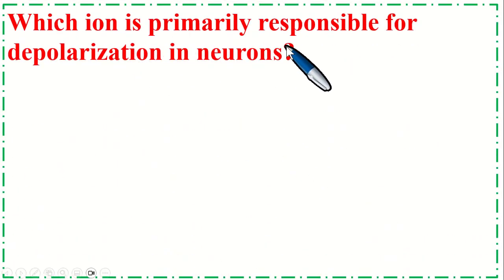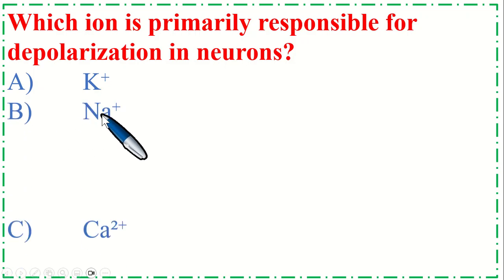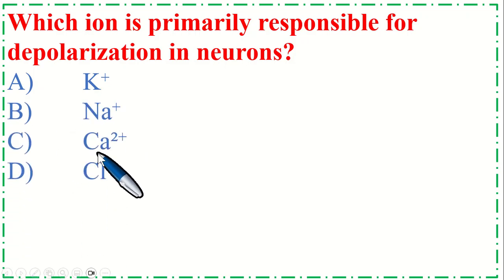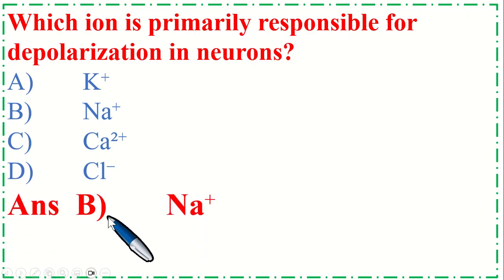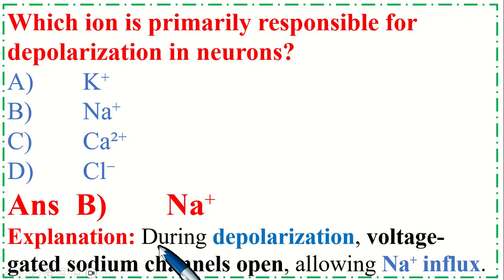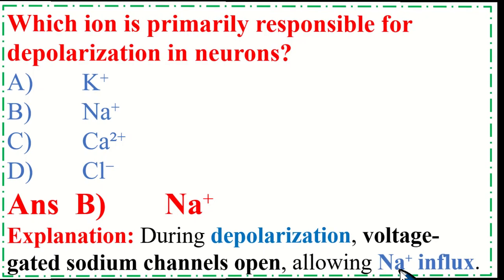Which ion is primarily responsible for depolarization in the neuron? Option A potassium, B sodium, C calcium and option D chloride. So the correct option is B sodium. Explanation is during depolarization, voltage gated sodium channels open, allowing sodium influx.